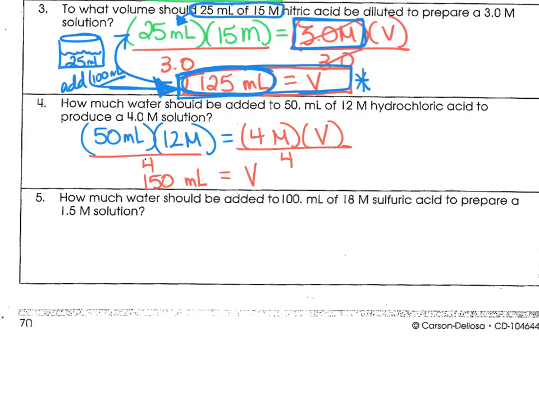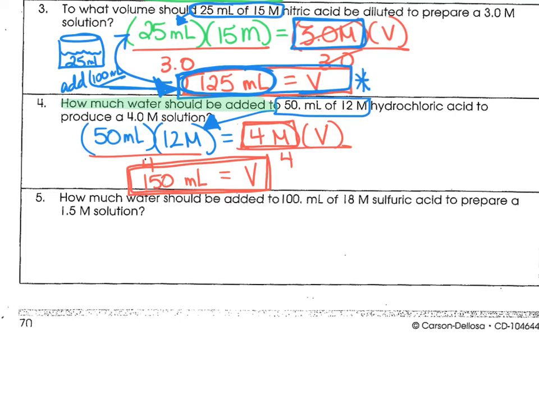All right, on the next problem, it says that I'm going into my stockroom, I'm getting 50 milliliters of a 12.0 molar solution, moles per liter, and I want to dilute that down to being only 4 moles per liter. So I've got it all set up and I find out that I'm going to need to increase my volume to 150 milliliters. But this question says how much water should be added. So here's where I'm going to have to figure that out.